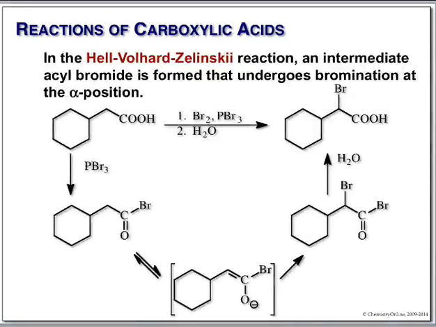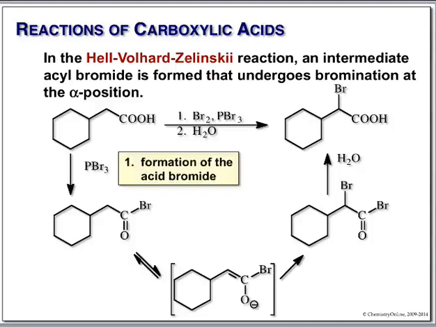Now, what did I tell you about PBr3? It converts the acid to the acyl bromide. So this all happens in one pot. Step one, we make the acid bromide. Once we get the acid bromide, this can spontaneously form an enolate, can't it? That means we have negative character right here.